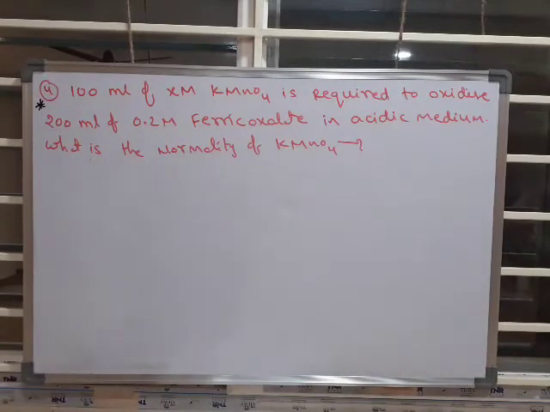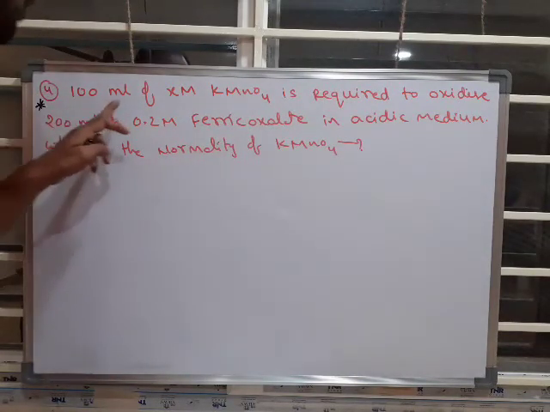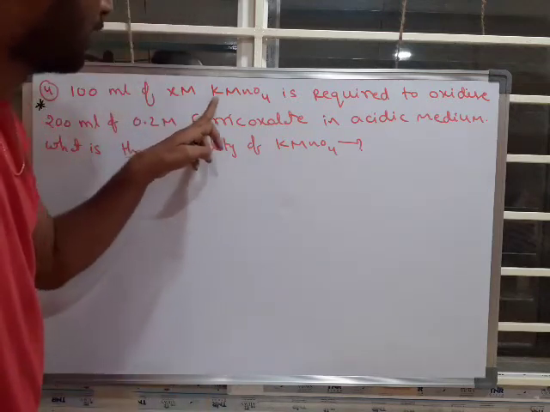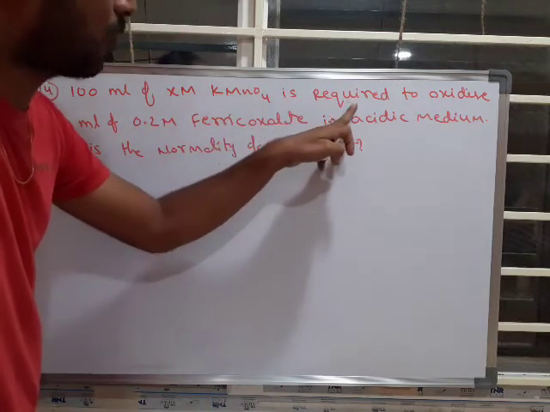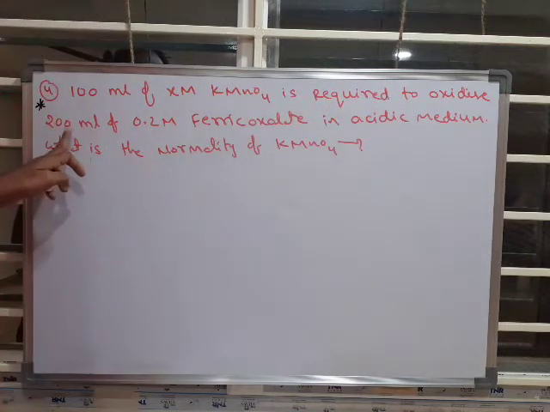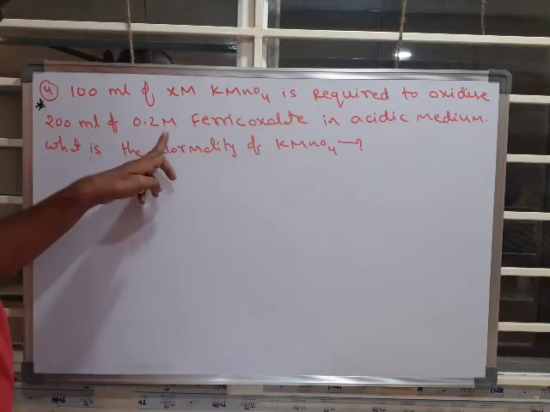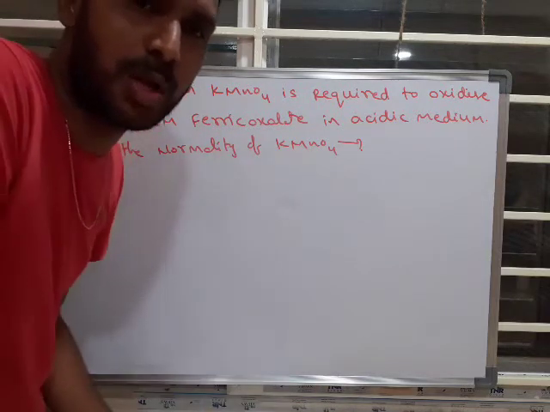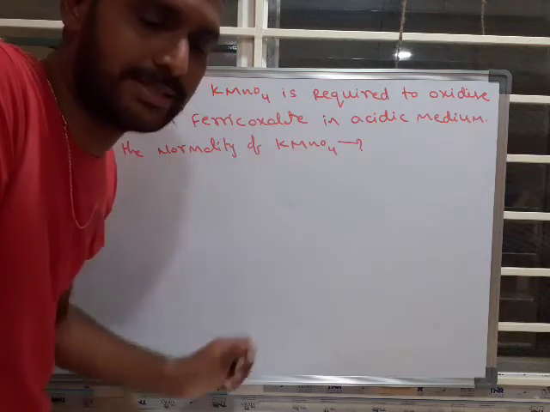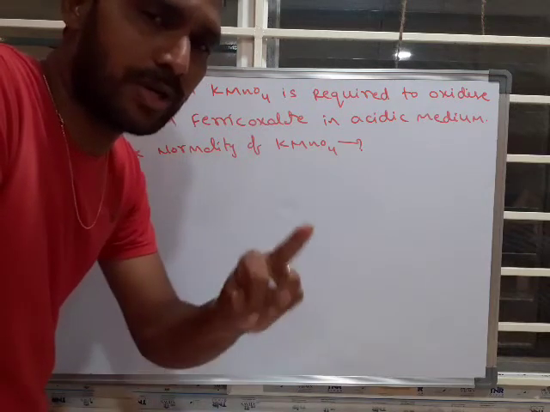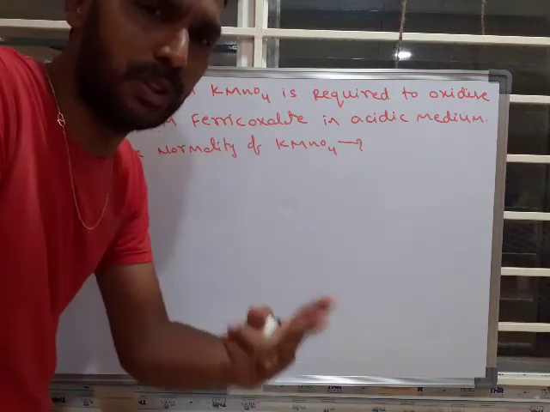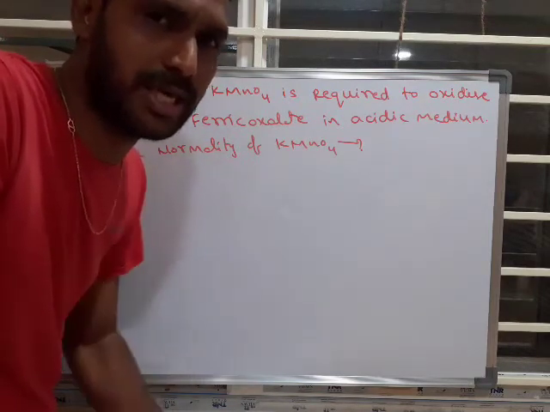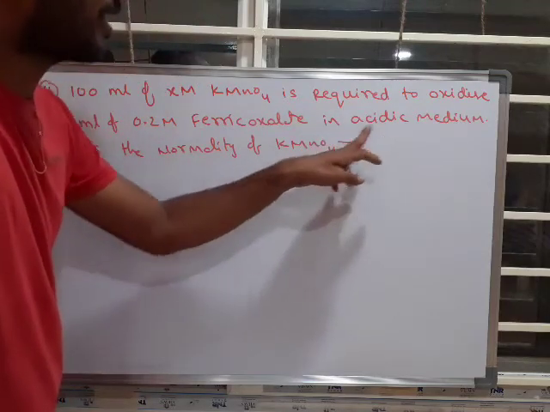Okay, see the next one. 100 milliliter of X molarity; here molarity is not given. X molarity of potassium permanganate is required to oxidize 200 milliliter of 0.2 molarity ferric oxalate. The last two problems were about ferrous oxalate, and here it is given ferric oxalate. Ferrous oxalate and ferric oxalate generally both undergo oxidation and work as reducing agents in acidic medium.